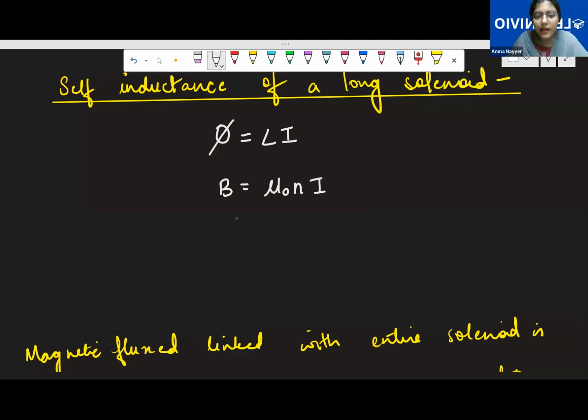Anisa, what's the formula of magnetic flux? Do you know? Yes or no? Yes, ma'am. Tell me. Look into your notes.